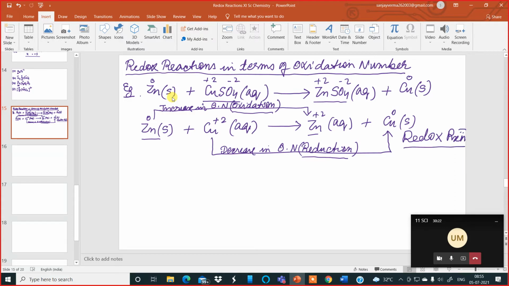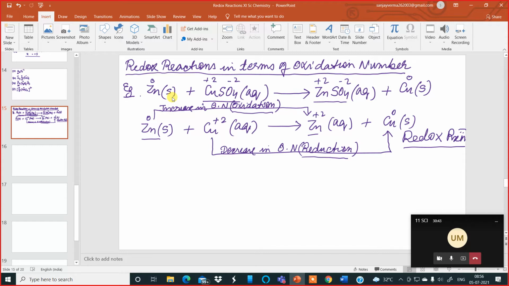Reactions where both oxidation and reduction happen simultaneously are called redox reactions. Am I clear with this, my dear boys? Okay, I'll repeat everything once more.